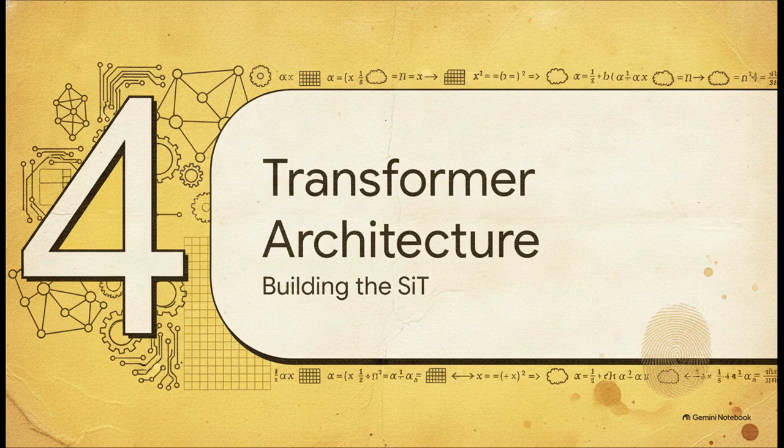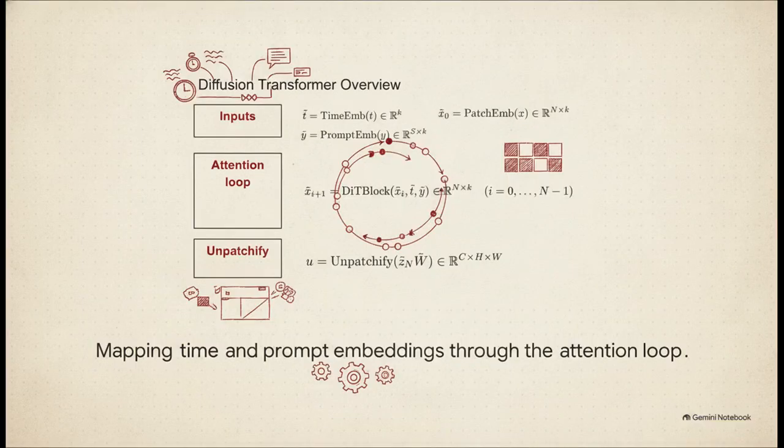Okay, Section 4, Interpolant Transformer Architecture, or building the SiT. Enter the Scalable Interpolant Transformer, the SiT. To see if this math actually scales up, researchers didn't just invent a new architecture from scratch. The SiT directly borrows the proven backbone of the diffusion transformer we talked about in Section 1. You've got your time and text prompt embeddings coming in, mapping directly through the attention loop blocks.